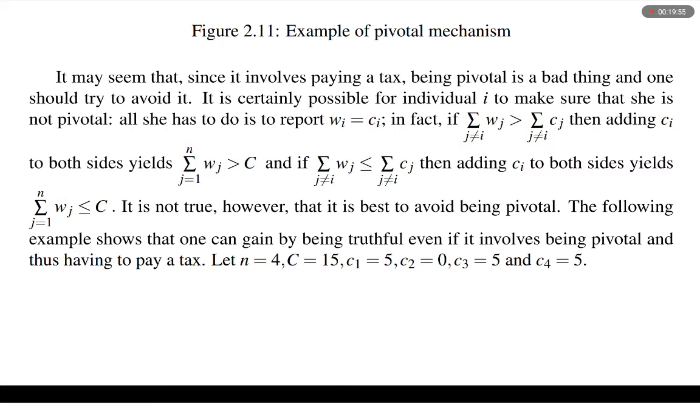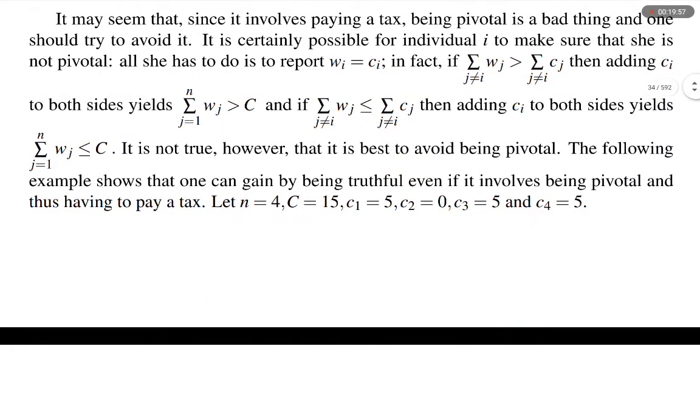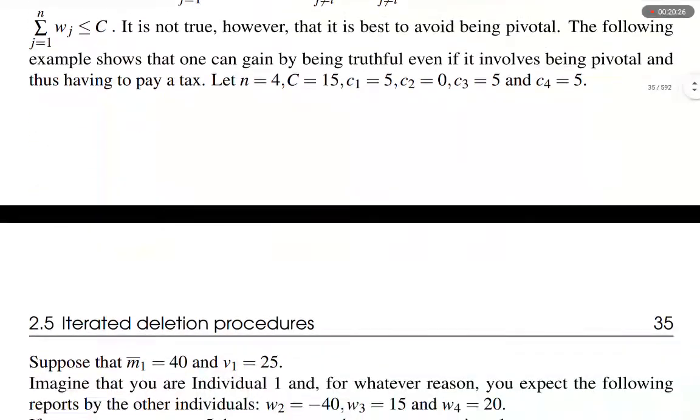It is not true, however, that it is best to avoid being pivotal. The following example shows that one can gain by being truthful even if it involves being pivotal and thus having to pay a tax. Let n equals 4, capital C equals 15, C sub 1 equals 5, C sub 2 equals 0, C sub 3 equals 5, and C sub 4 equals 5.